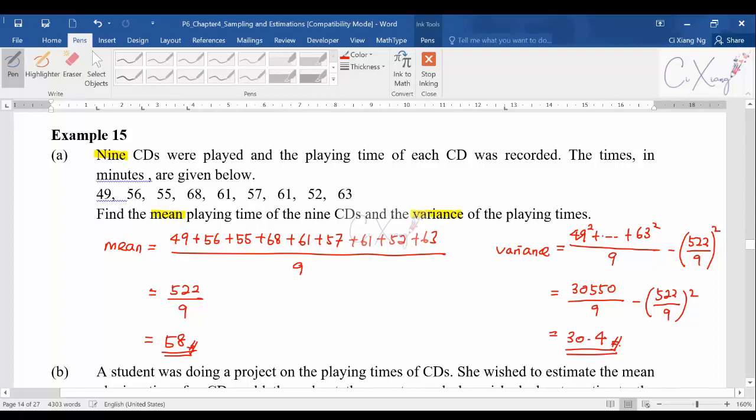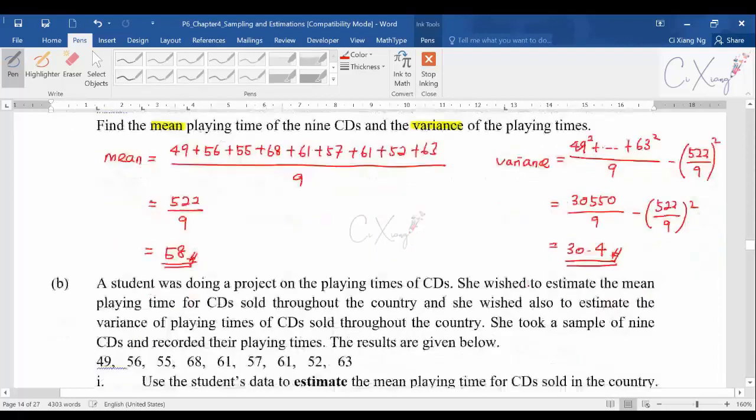Okay, so this is very basic. That means when I give you some data, I just want you to calculate the mean and also the variance. That's it. So you use back all the original value that we learned last time. Okay? All right, then if I proceed to part number 2, part B.